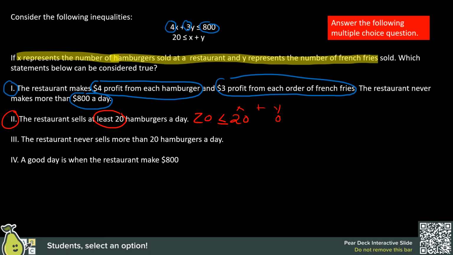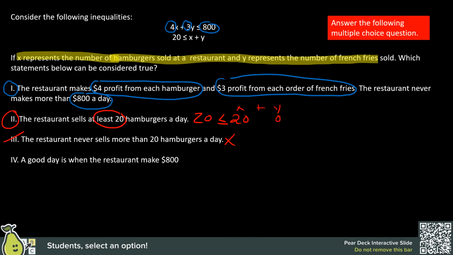The third choice says the restaurant never sells more than 20 hamburgers a day. They never sell. They could sell, right? We just proved that they could sell at least. So no, this is no good.